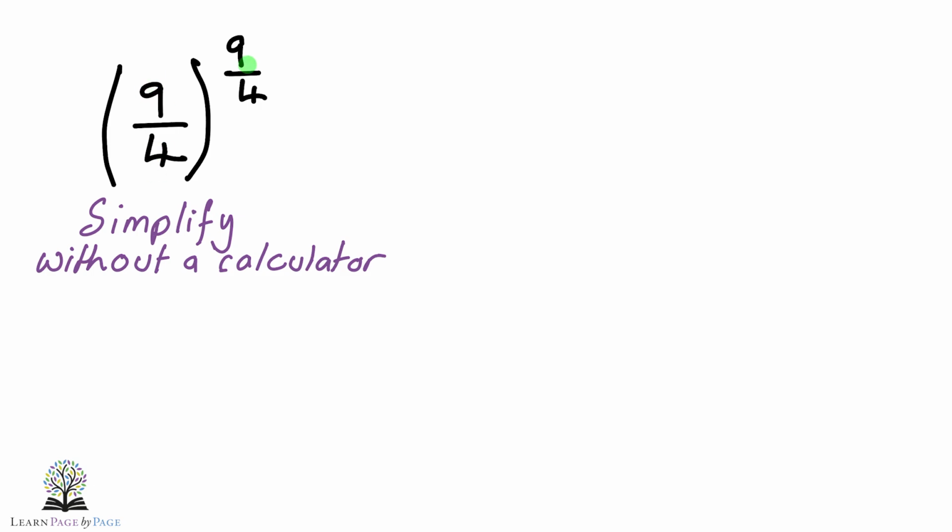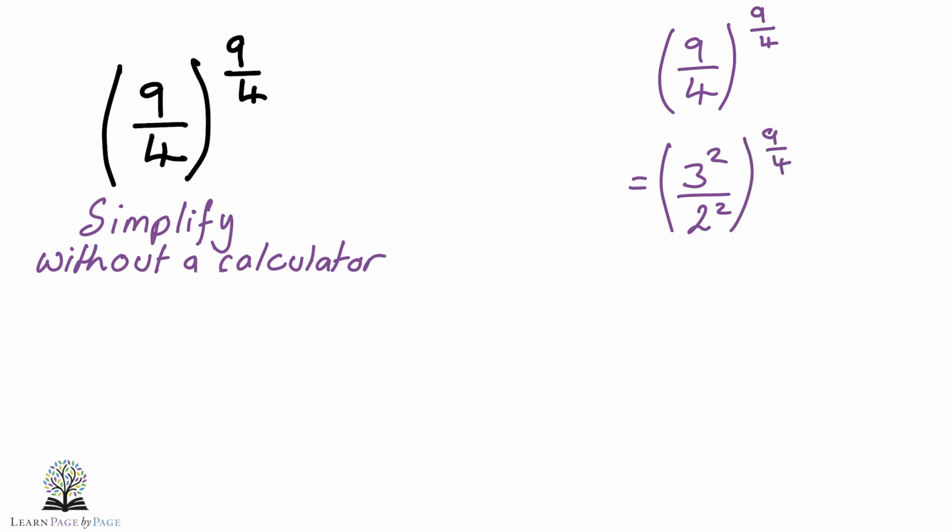(9/4) to the power of 9/4, and we've got to simplify it without using a calculator. Let's get started. So 9/4, that's our base, isn't it? And what I'm liking about 9/4 is that we can rewrite the base as 3 squared over 2 squared, still to the power of 9/4. And then we can rewrite that as (3/2) all squared, again to the power of 9/4.